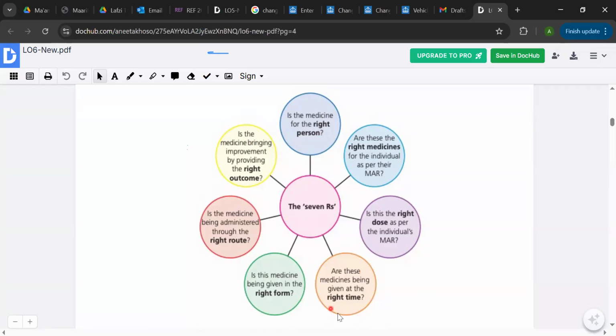And next is the right time. Is it given in the morning, before meals? Is it given after meals? Is it the right form? Is it liquid? Is it a tablet form? Is it nasal? Is the medicine being administered through the right route? And is the medicine bringing improvement by providing the right outcome? So this is longer term.